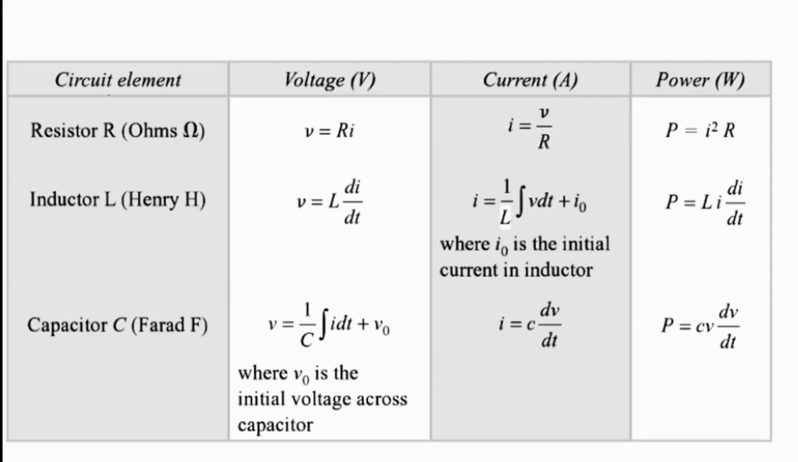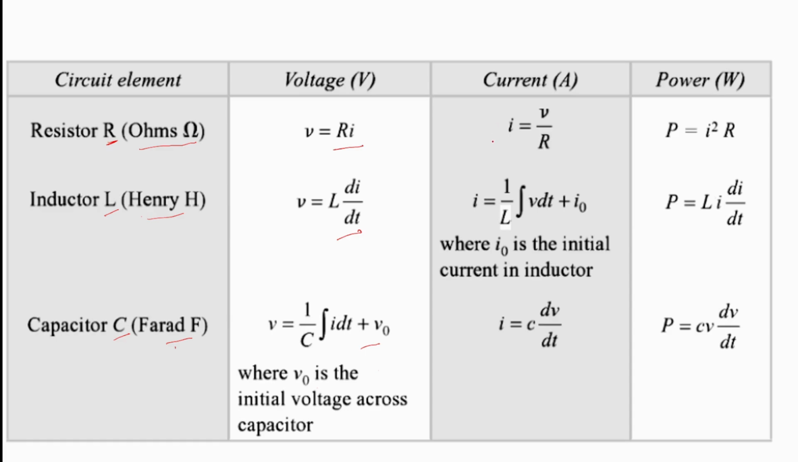Now, considering all the elements, there are three passive elements which we already discussed: resistor R, inductor L, and capacitor C. The resistor unit is ohms and the letter used is R. The inductor is represented by L, with unit Henry, H. The capacitor is C, with unit Farad, F. The voltage-current relation for each element is: V equal to R I for the resistor, V equal to L di by dt for the inductor, and for the capacitor 1 by C integral I dt plus V0, where V0 is the initial voltage across the capacitor.